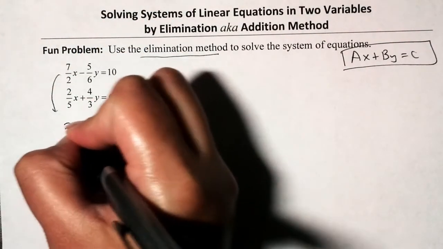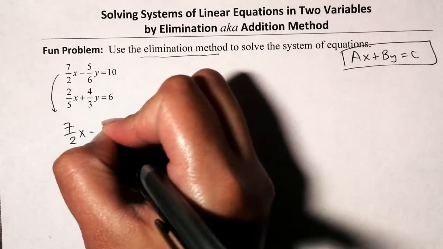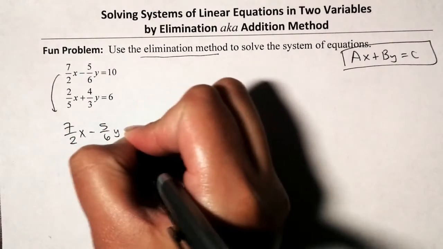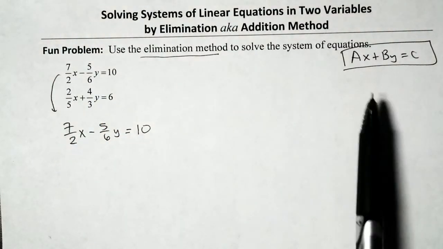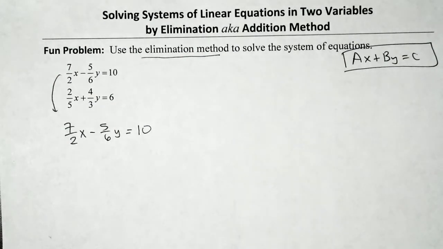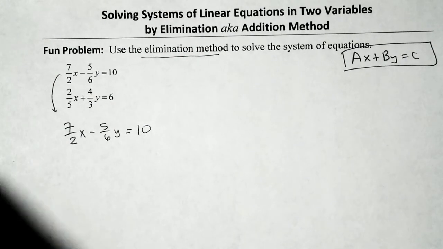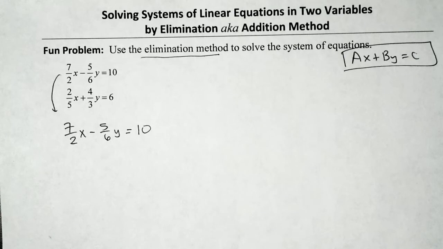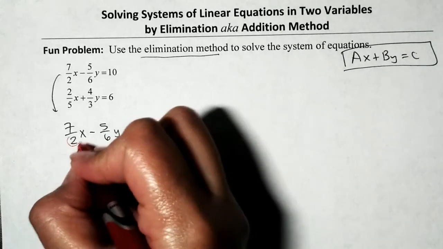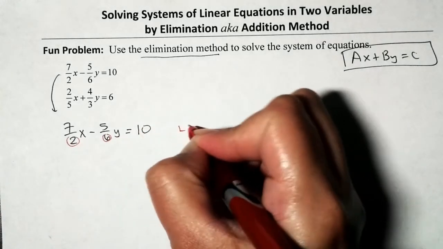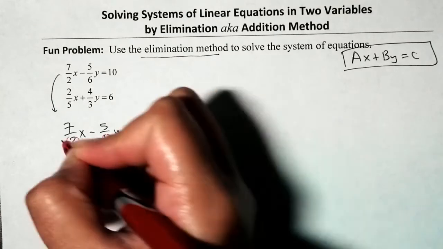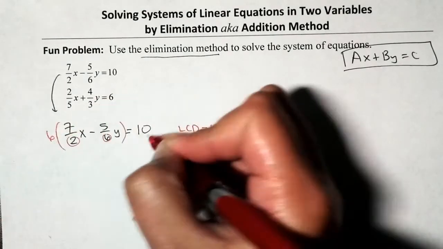Okay, let me go ahead and take this top equation, put it in standard form. Again, we already have x, y on one side. We just want to have integer coefficients. So in this case, the least common denominator between 2 and 6, I believe, is 6. So let's go ahead and wipe out the fractions by multiplying both sides by 6.